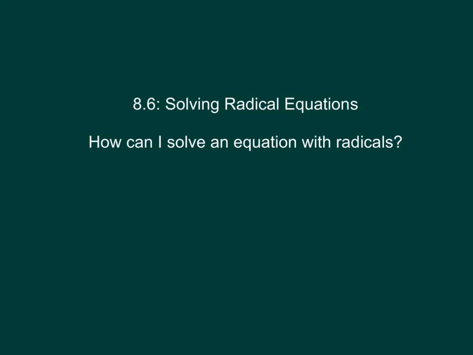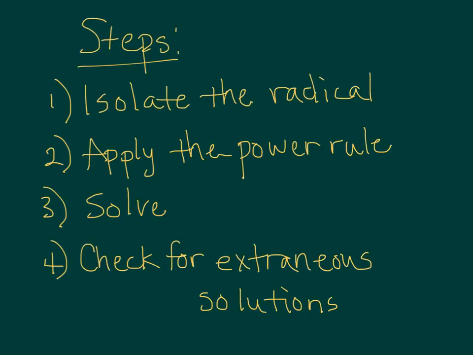For section 8.6, we're going to look at solving equations with radicals in them. There are 4 steps to solving an equation with radicals. The first thing you want to do is isolate the radical, get it by itself. Add and subtract anything over the equal sign that you can, multiply, divide anything that you can, get that radical by itself.